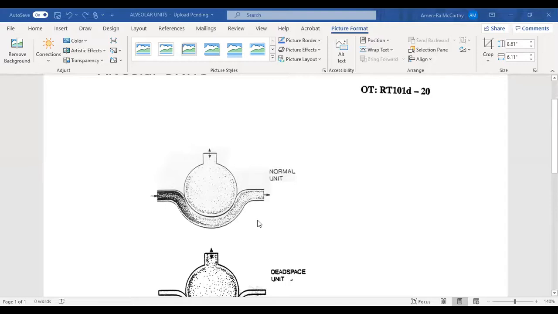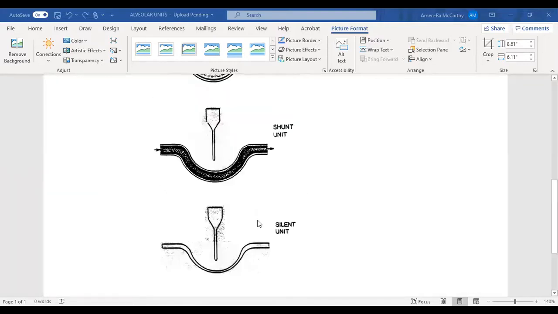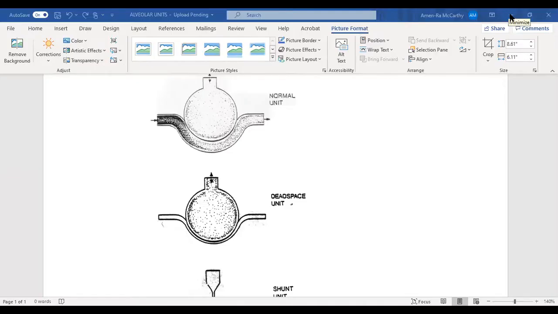Alveolar units. Okay, I just wanted to show that to you right quick. Now I'll put it in the module or email the announcement or something like that where you can look at it. All right. So this is what we're doing now. Now we're going to work on a few questions.